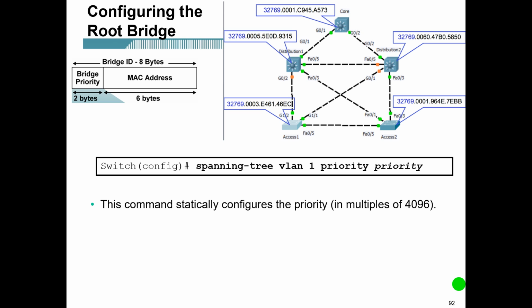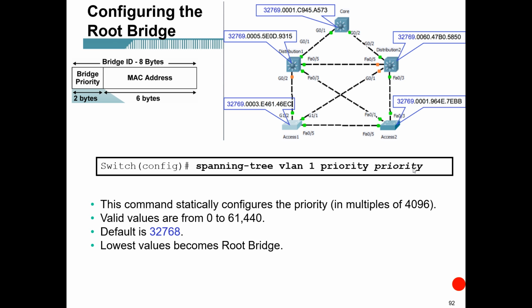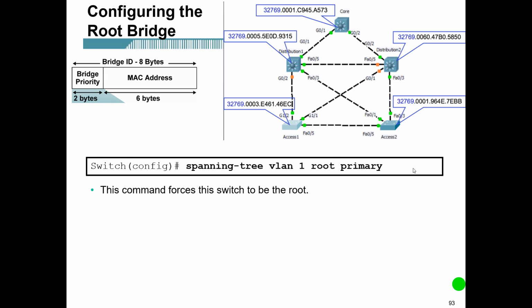So again, configuring the root bridge, we can set the priority by spanning tree, the appropriate VLAN, priority, and then the number. The VLAN and the priority are changeable, or you can manipulate. And again, the priority could be between 0 and 61440. The default is 32768. The lowest one becomes the root bridge.